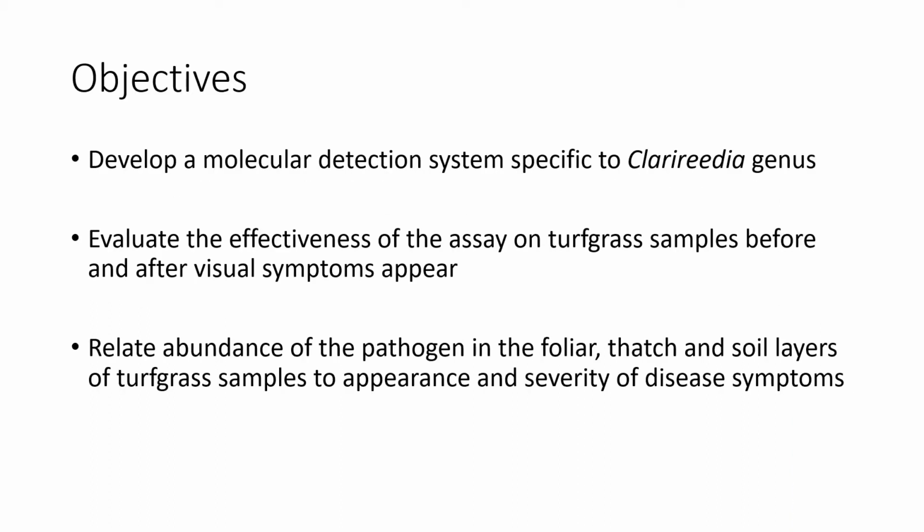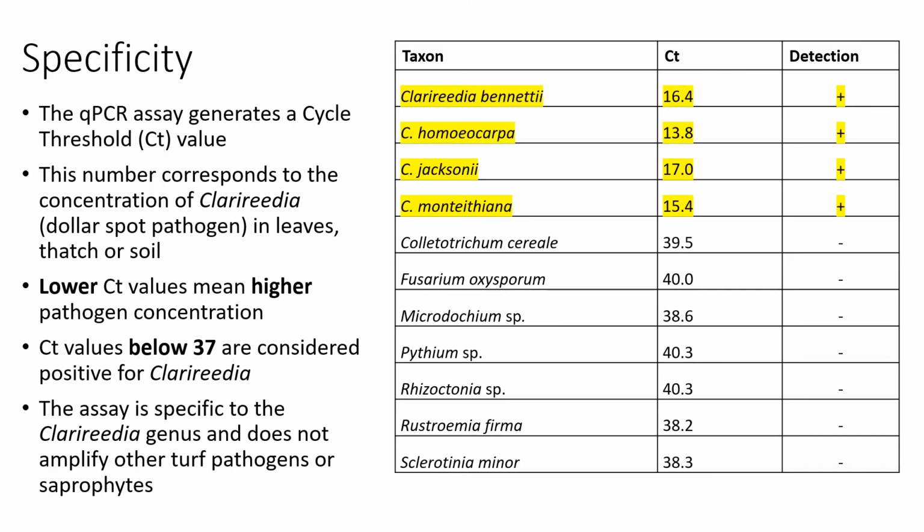The objective of my research is to develop a molecular detection system to identify the dollar spot pathogen. Our goal is to identify and track the activity of the pathogen before visual symptoms appear. I am using a molecular technique called quantitative polymerase chain reaction, qPCR for short, to detect the pathogen in the leaves, thatch, or soil of the turf. The number of cycles required to reach the threshold indicates a concentration of the dollar spot pathogen. Cycle thresholds below 37 indicate that the pathogen is present, and lower values represent greater concentrations of the pathogen.